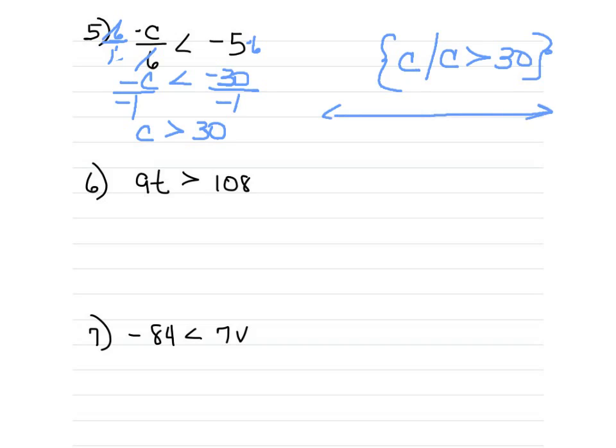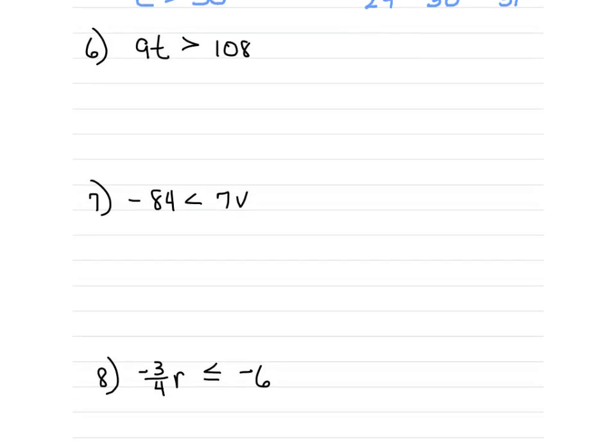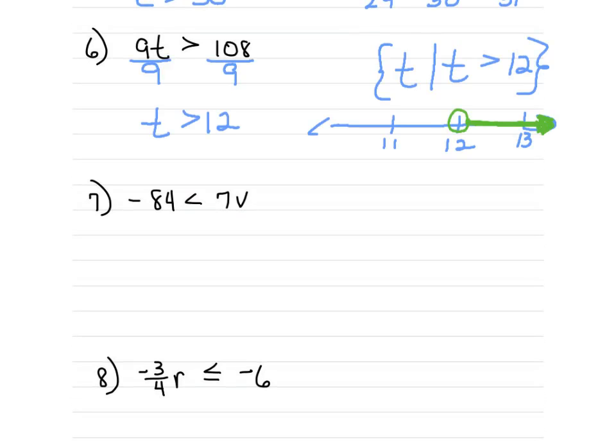And we'll graph that. Here's 29, here's 30, here's 31. In this case, I have an open circle on 30, and I'm shading everything that's greater than 30 to the right. Okay, pause the video, do number 6 on your own, please. Please check your solution.